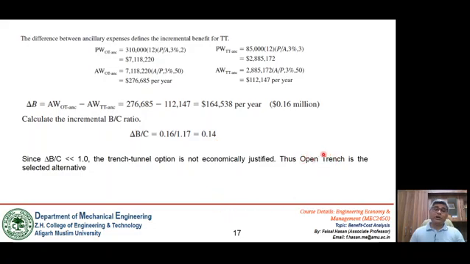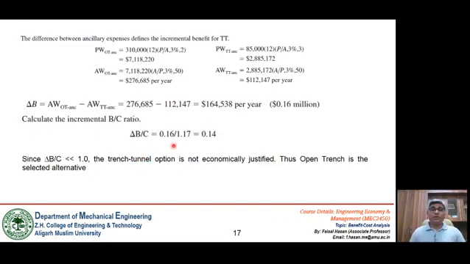This open trench is basically the defender and this tunnel trench is basically the challenger. So if the B by C ratio is coming out to be less than 1, then the conclusion is that we have to stick with the defender, and if it is coming out to be greater than or equal to 1, then we have to switch over, or we have to drop the defender and opt for the challenger.